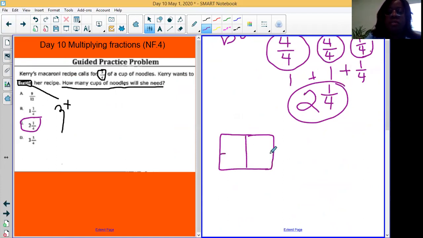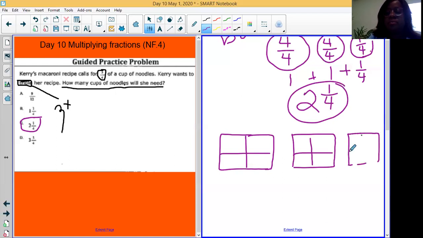All right, so there's 1 that's been divided into fourths. And here's the second one. And then here's the third one. So this would be 1 fourth, 2 fourths, 3 fourths, 4 fourths. Remember, 4 is my denominator. That's how I know how many to put in there. 5 fourths, 6 fourths, 7 fourths, 8 fourths, and then 9 fourths.